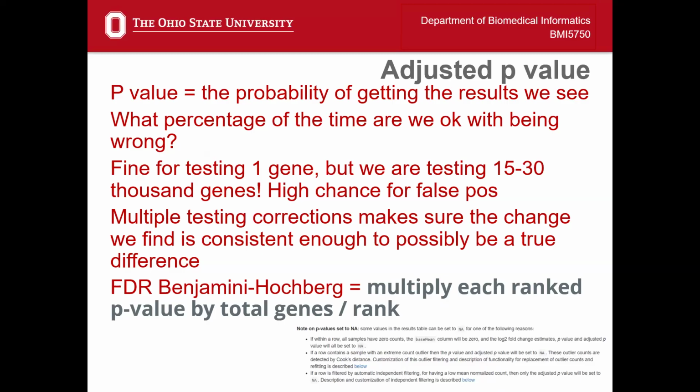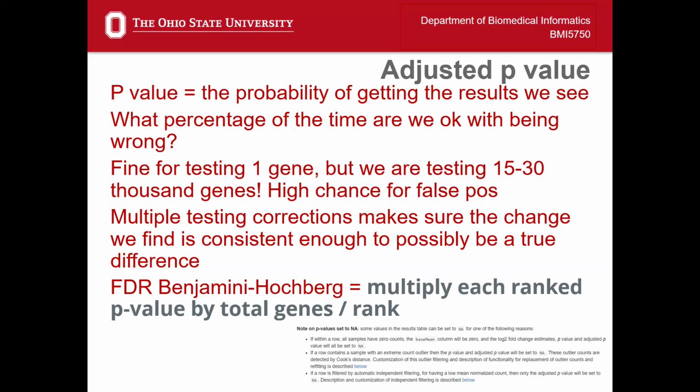But when we're doing this test over and over and over again, 30,000 times, that amplifies. So 5% of these 30,000 genes are going to appear to show a difference, but that's just a random wrong test. What we found, a big difference, is just wrong 5% of the time. So we apply a multiple testing correction to make sure that the change we're seeing is consistent enough to be a true difference. We use this FDR method, a false discovery rate, called the Benjamini-Hochberg method.